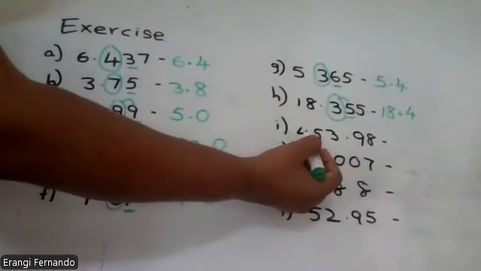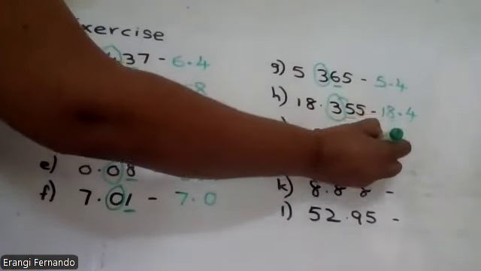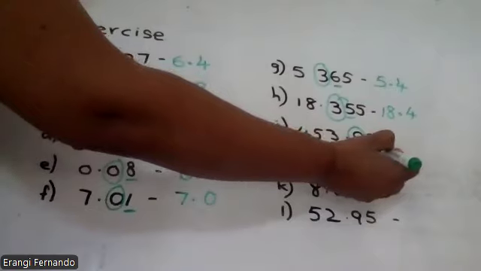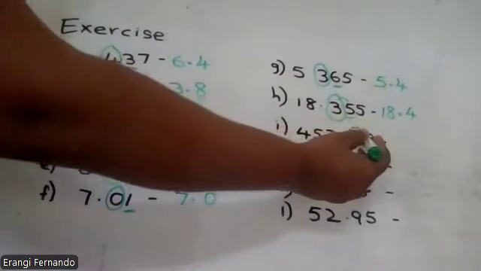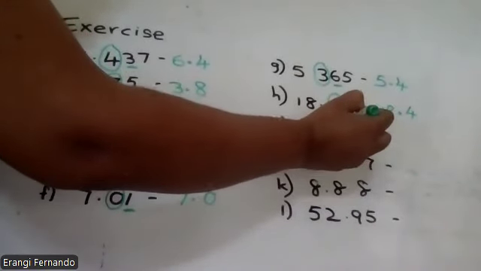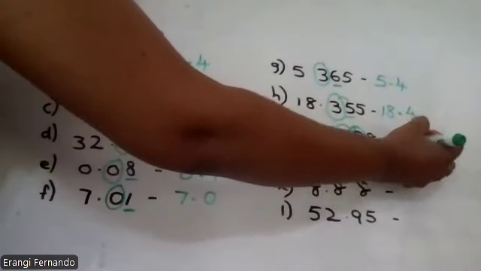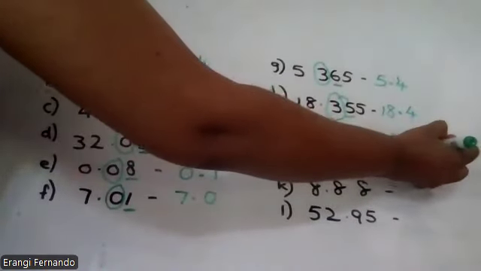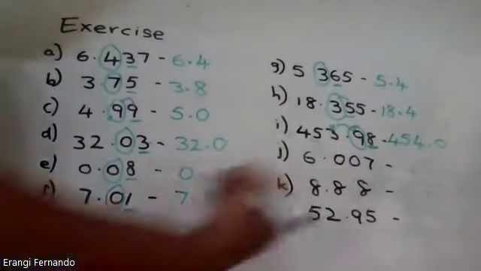Next one, 453.98. So the first decimal is 9. You have to consider 8. It's more than 5. So when you add 1, it becomes 10. So we keep 0 and we have to bring 1 here. Then the answer is 454.0. If not, you can write 454.